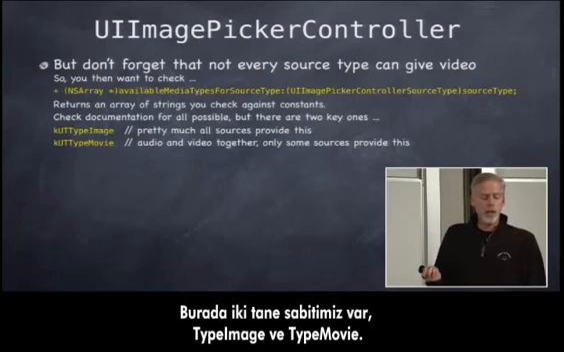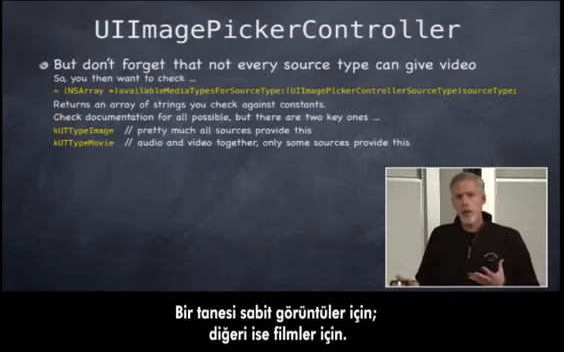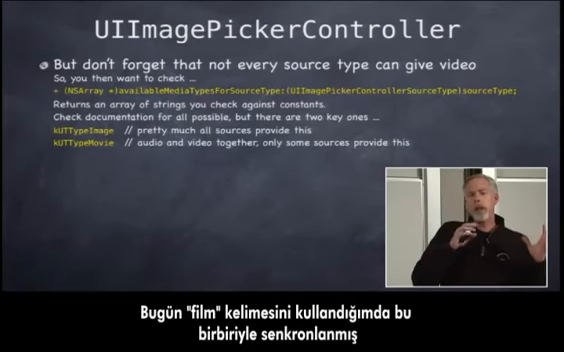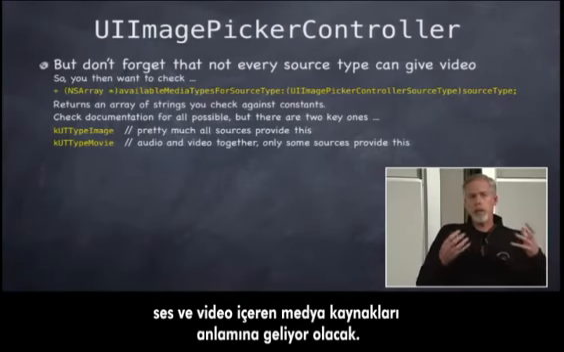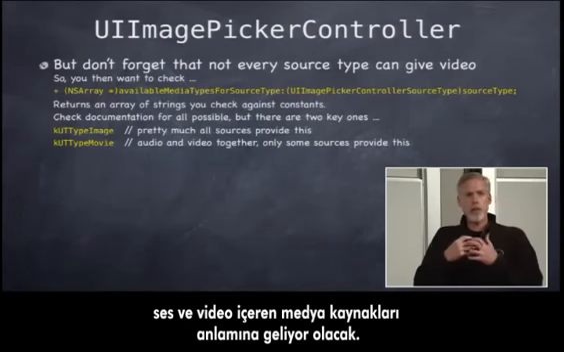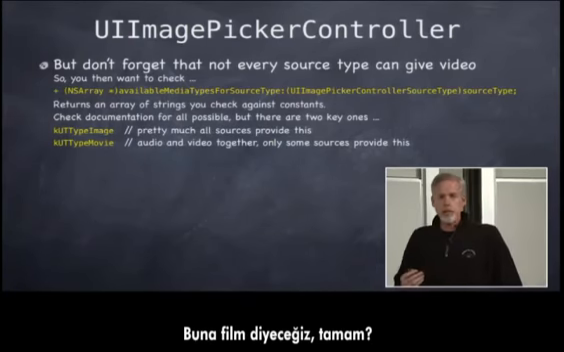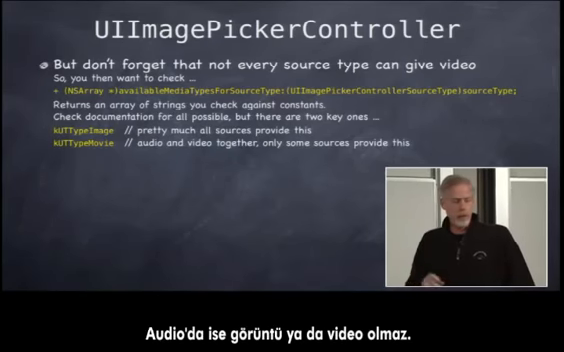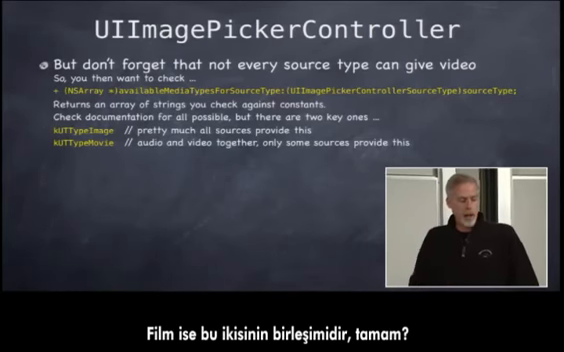And then there's these two constants, type image and type movie. One is for static images, one is for movies. And a movie, the word movie, when I use that today, means a media file or media source that has both audio and video synchronized. We call that a movie. All right? Video is just no sound, no audio, no images. Movie is a combination, okay?